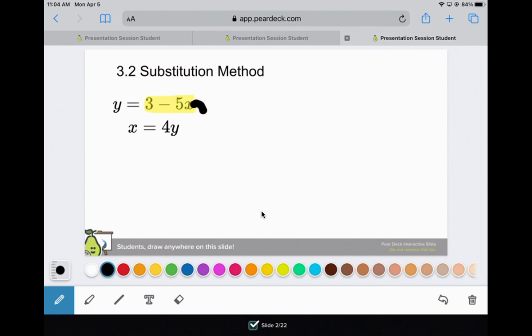When I replace, I want to replace with the opposite letter. Okay, I don't want to replace the same letter because what's the point of that? You're going to replace with a different letter. So I'm taking this expression, 3 minus 5x, replace that with the y. So look at the letter. This is the x, and I'm going to replace with the y. So you always want to replace the different letters.